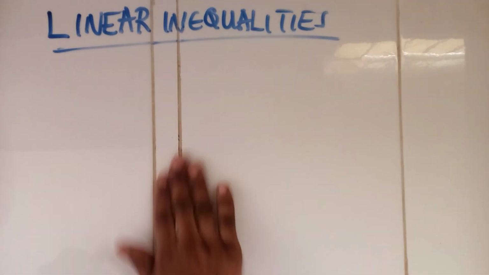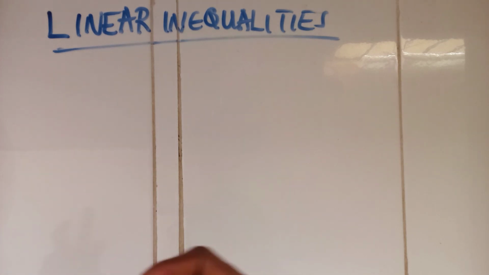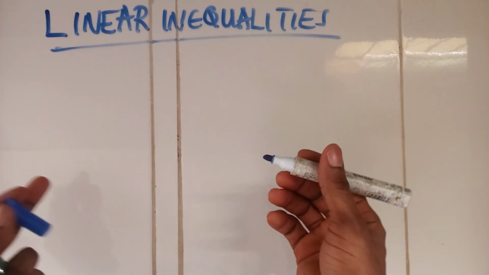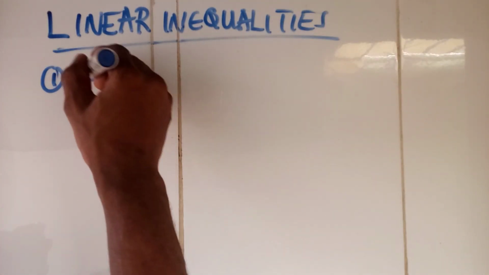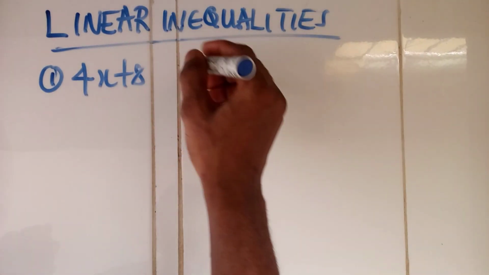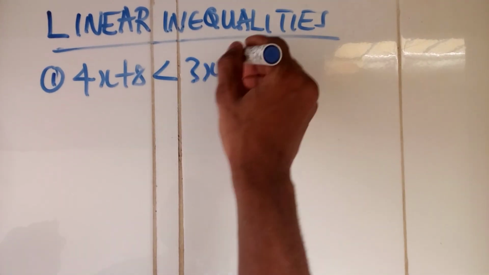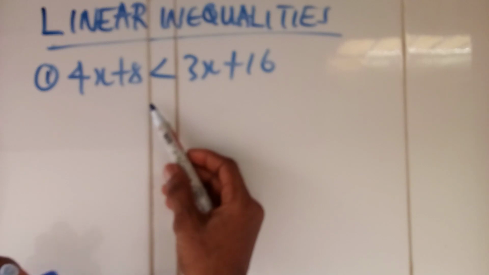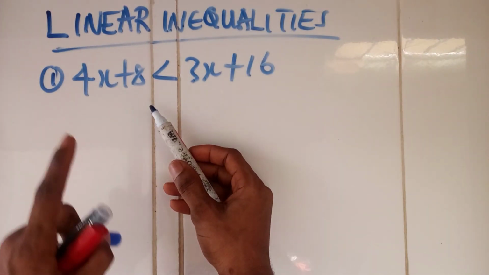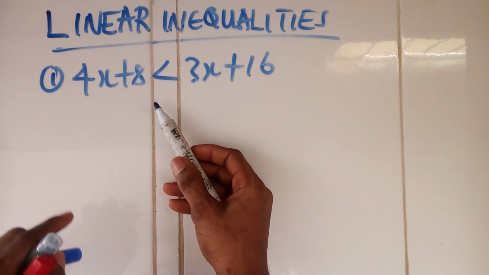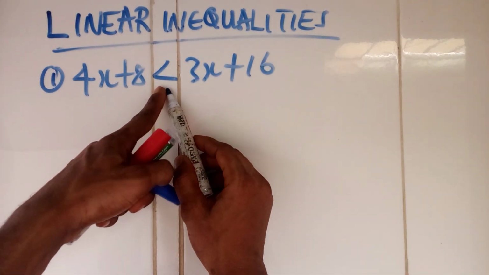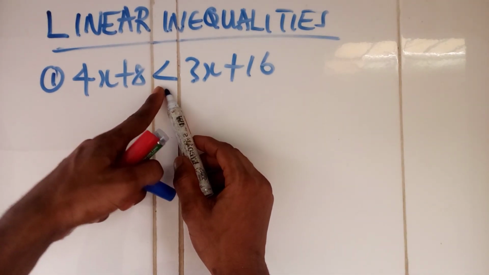So let's look at the first example. Let's say the question says, solve the inequality and represent your result on a number line. For example 1, you are being asked to solve 4x plus 8 less than 3x plus 16. So you want to solve this expression the same way, using the same knowledge you've had for the normal way you solve equations. So with this in mind, assume the inequality sign to be equal to.